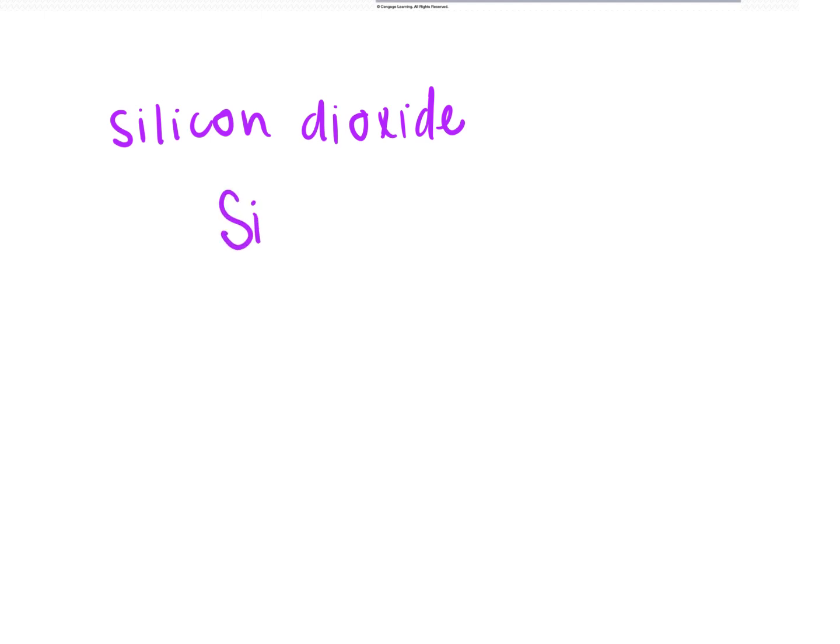Okay, covalent compounds. Let's try this one. Silicon dioxide. So our formula would be SiO2. We don't have to crisscross. We don't have to worry about charges. We're just writing it exactly as it's written. So covalent naming is significantly easier than ionic naming.